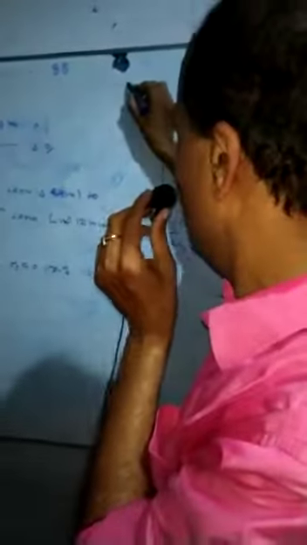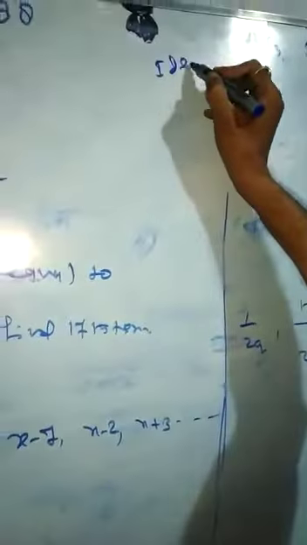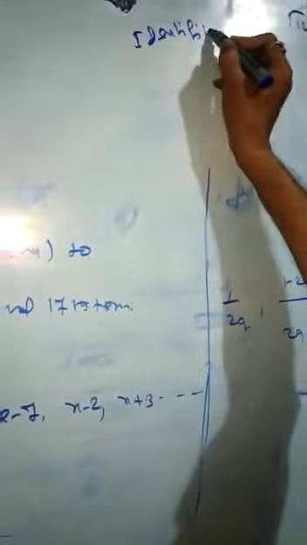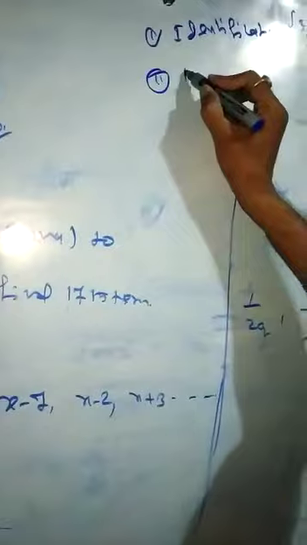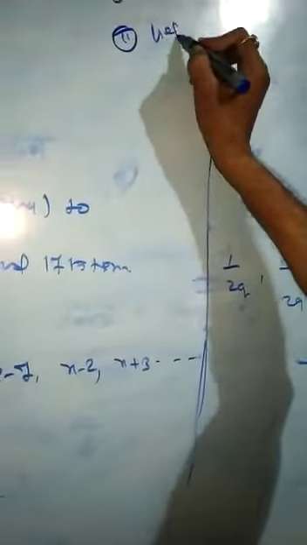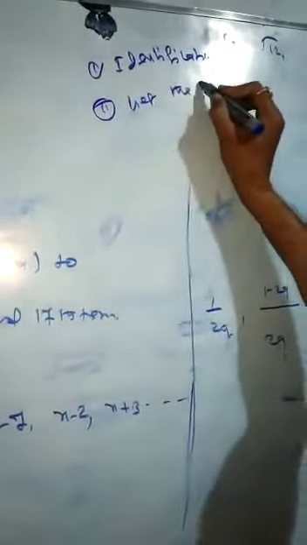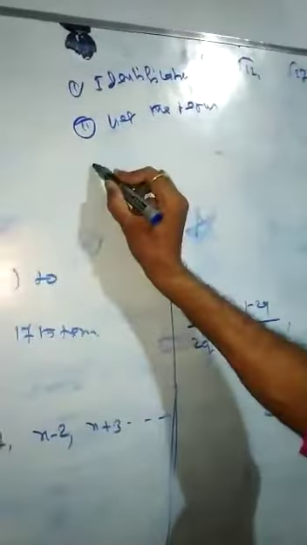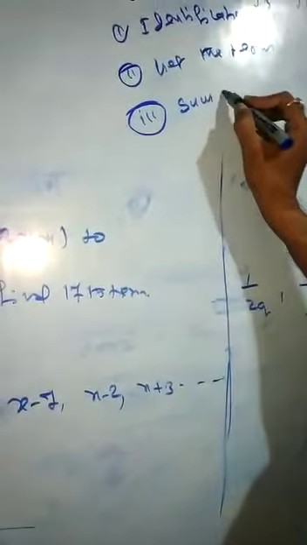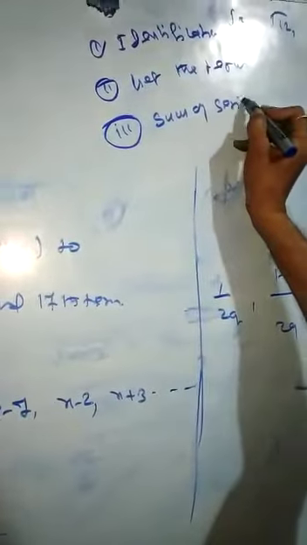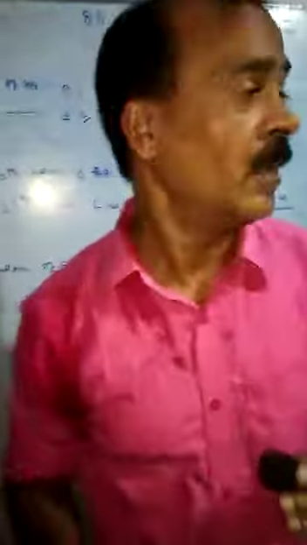First, identification. Second, get the terms. Third, sum of series. In this video, I will try to explain it.